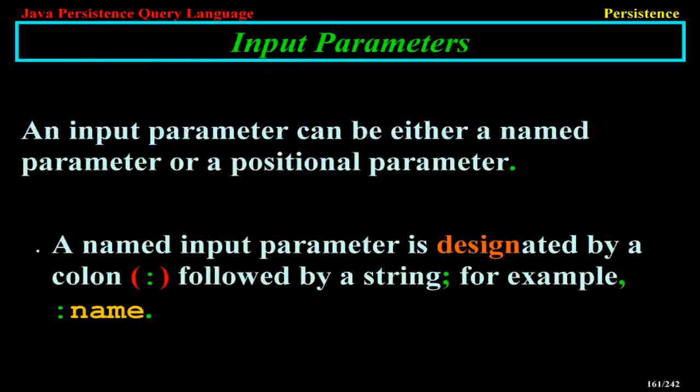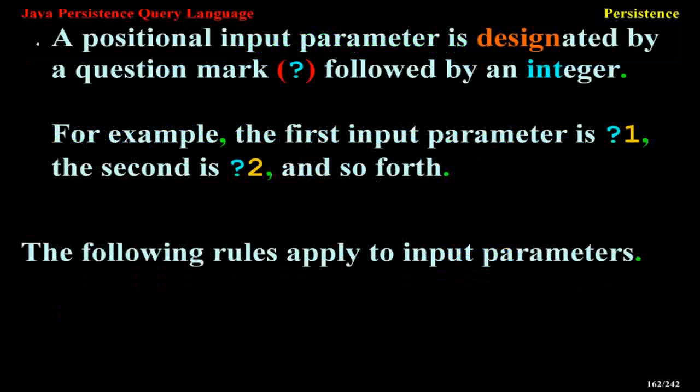Input parameters. An input parameter can be either a named parameter or a positional parameter. A named input parameter is designated by a colon, followed by a string. For example, :name. A positional input parameter is designated by a question mark, followed by an integer. For example, the first input parameter is ?1, the second is ?2, and so forth.